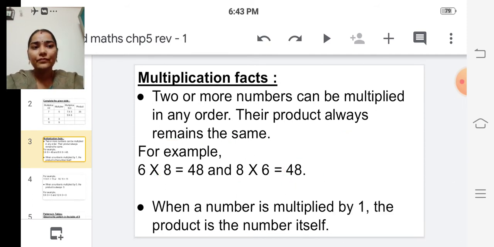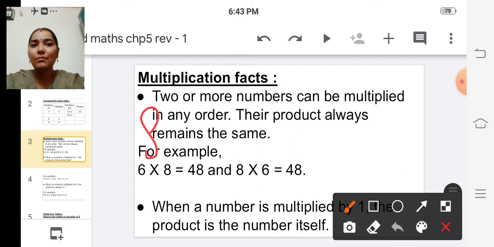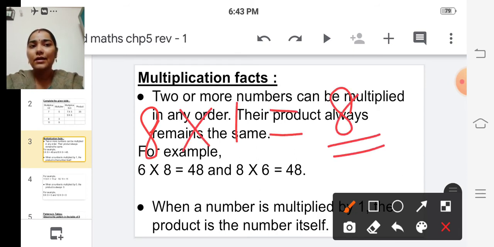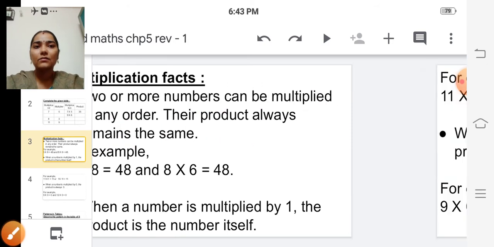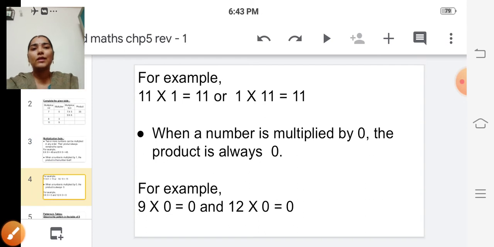The second one is when a number is multiplied by 1, the product is the number itself. So if we multiply any number by 1, then the product is the number itself. Here, for example, 11 into 1 is equal to 11, or 1 into 11 is equal to 11.